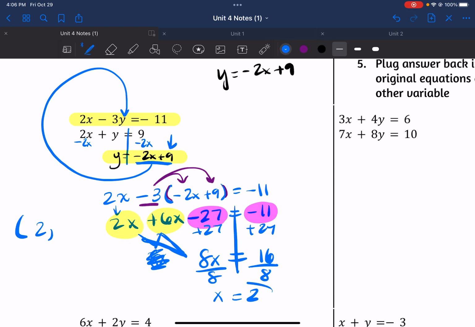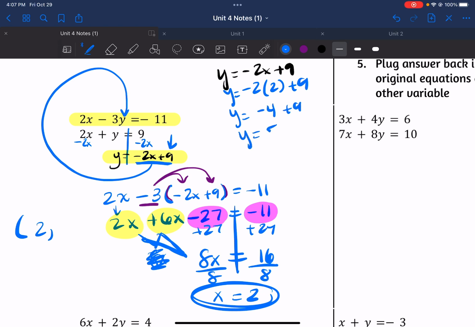Now I know what my x value is, right? My x value is equal to 2. So I'm gonna rewrite this, -2 times 2 plus 9. All right, that's what y equals, so I need to solve it. So y is equal to -2 times 2 is a -4 plus 9. Y is equal to a positive 5.